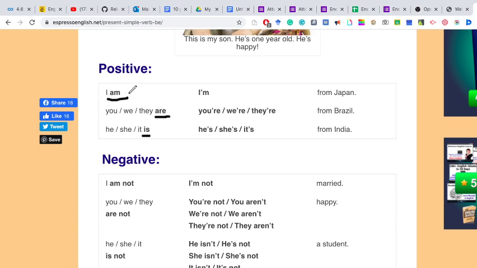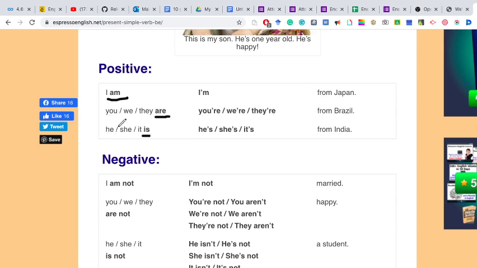This is the verb. And the short form. The verb has short forms in affirmative and negative. The short form of I am is I'm. I'm from Japan. You, we, they are: the short forms are you're, we're, they're. You're from Brazil. We're from Brazil. They're from Brazil. From Japan. From India.